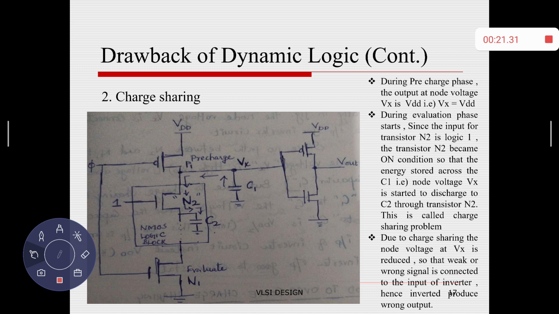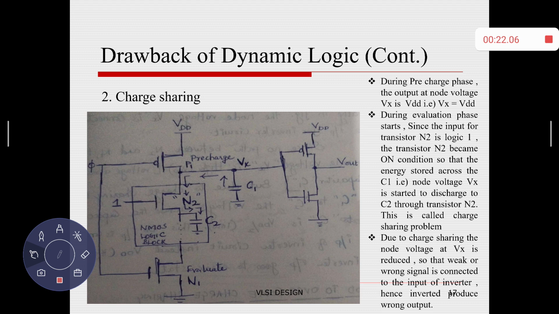Since no path exists from V out to VSS, logic 1 is supposed to be connected to the input of the inverter. But when the evaluation phase starts, since N2 is on, instead of a strong logic 1 signal, a weak logic 1 signal is connected to the input of the inverter circuit. This happens due to the charge sharing problem between capacitors C1 and C2.